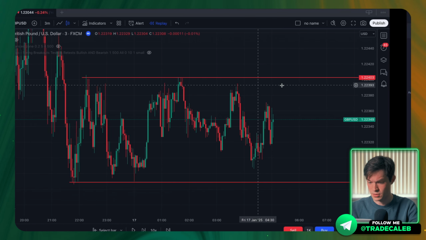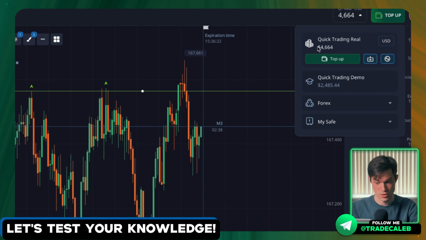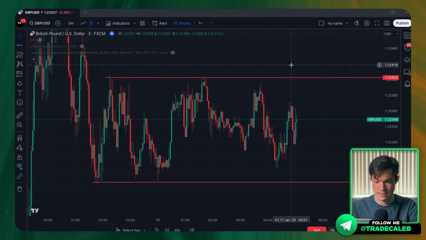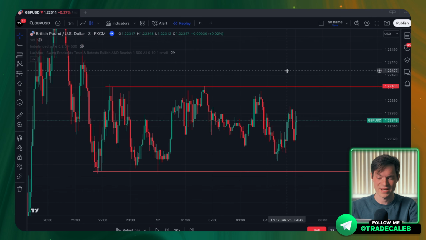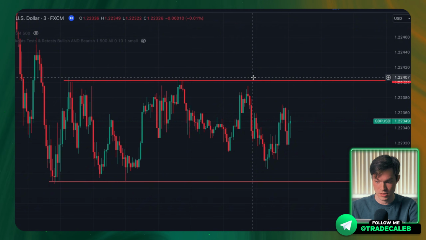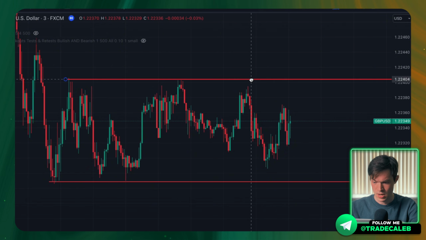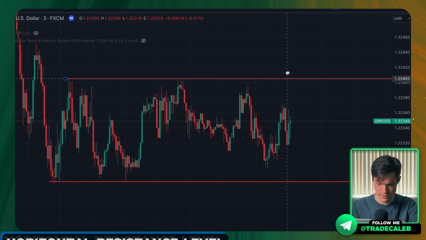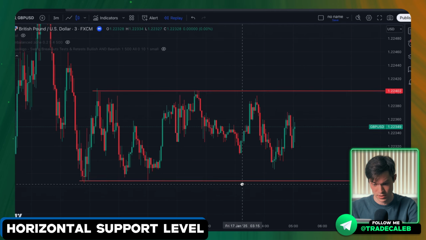So, before we start to increase our balance, I want to test your knowledge on a very basic situation. I'm sure you watched a lot of videos on this strategy. Look, we have a sideways movement on the stock market. Here we have a horizontal resistance level. Here we have a horizontal support level.